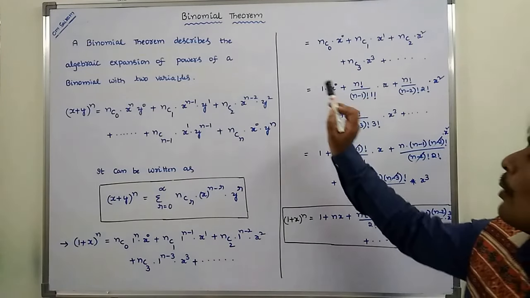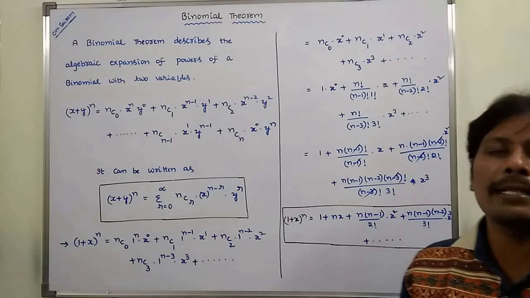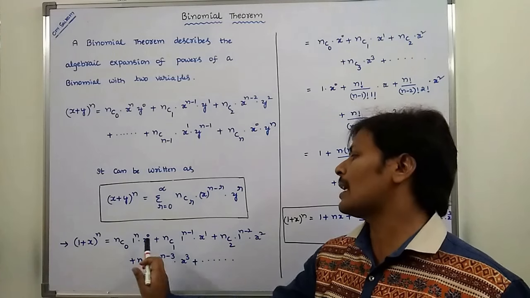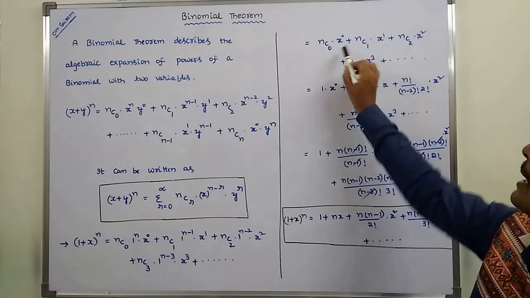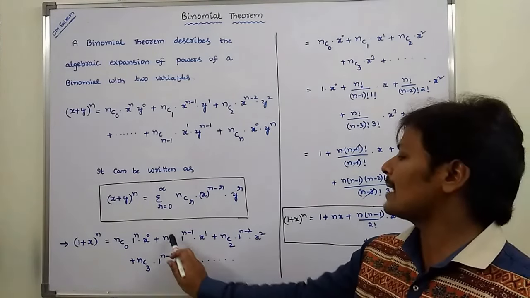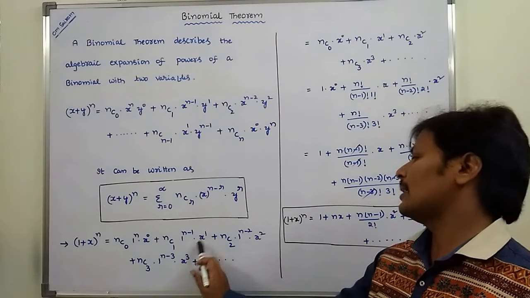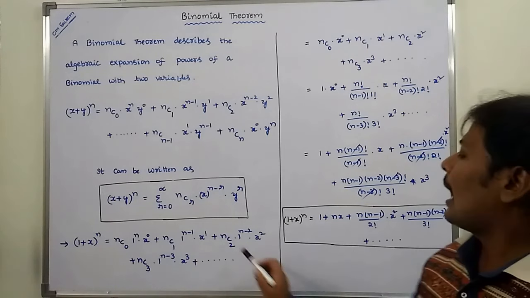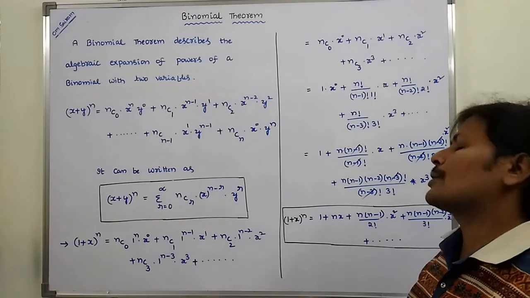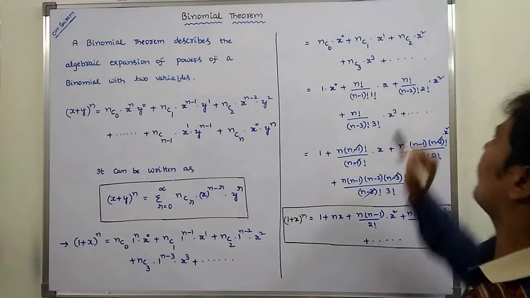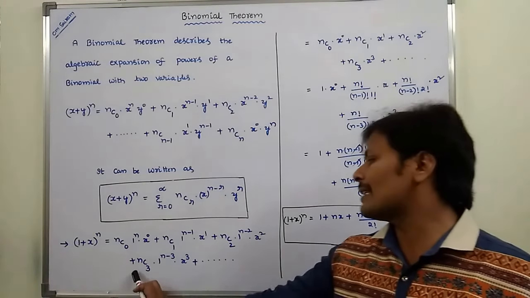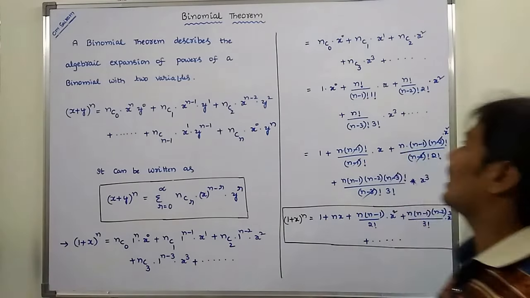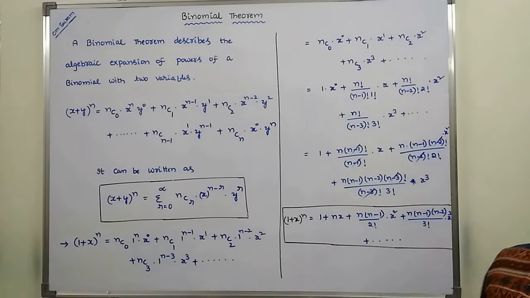Now, 1 power anything is nothing but 1. So nC0 into 1^n is 1, 1 into x^0 is x^0. Plus nC1 into 1 into x^1, so 1 into x^1 is x^1. nC2 into 1^(n-2) is 1, and 1 into x^2 is x^2. Plus nC3 into 1^(n-3) into x^3, so 1 into x^3 is x^3, nC3 into x^3.